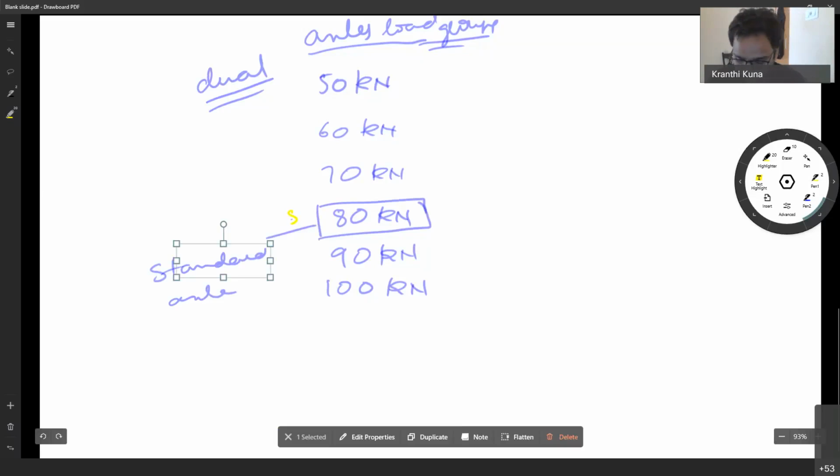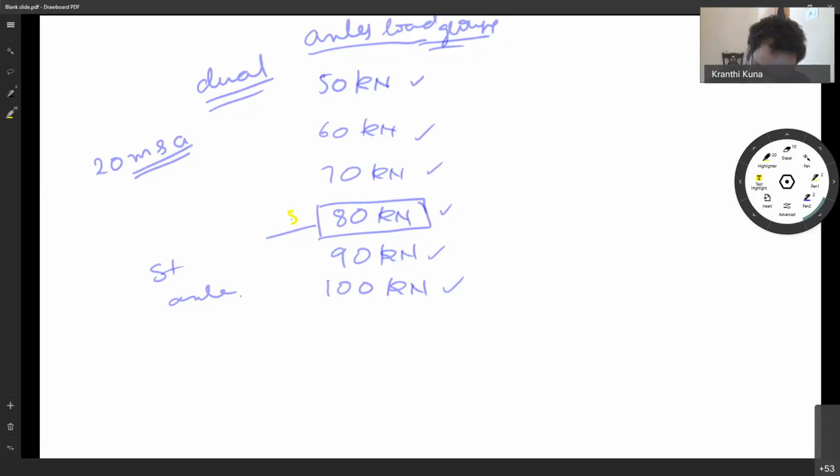That is what the MSA is. I'm talking about 20 MSA, for example. MSA is million standard axles. Whatever traffic you are getting on a pavement, you have to convert all the traffic, whether you are having 50 kilonewton, 60 kilonewton, 70, 90 or 100, into 80 kilonewton. So that 80 kilonewton we can convert.